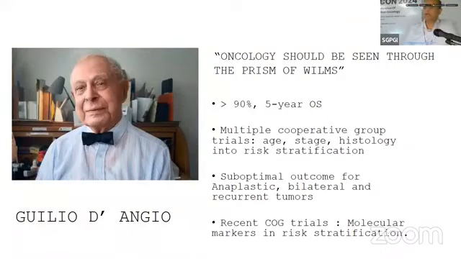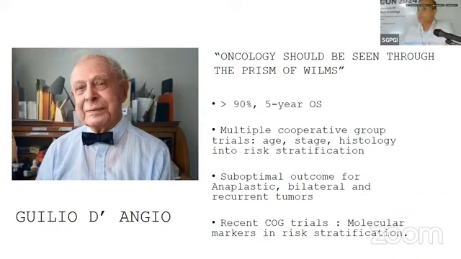This is a famous pediatric radiation oncologist, Professor Giulio D'Angio, and he said that oncology should be seen through the prism of Wilms. Now let us discuss this topic through the prism of Wilms. We all know that in Wilms tumor we are able to achieve more than 90% 5-year overall survival. This was possible because of multiple cooperative group studies and ultimately the risk stratification of these tumors, incorporating age, staging, and histopathology, leading to more than 95% 5-year overall survival.